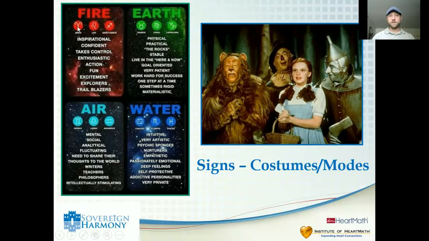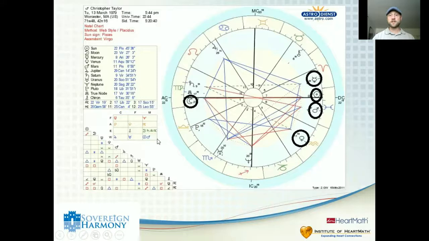Just a reminder, fire includes Aries, Leo, Sagittarius. Earth includes Taurus, Virgo, Capricorn. Air has Gemini, Libra, and Aquarius. In water, we have Cancer, Scorpio, and Pisces. Our Venus sign can differ from our sun sign. This is my chart, and these are the 5 characters and where they land in my chart. You can see that the characters are in different signs.